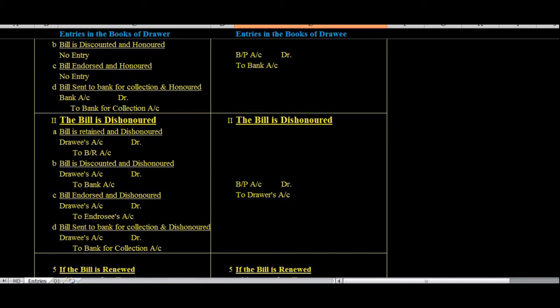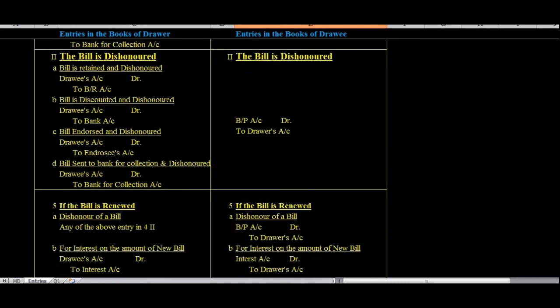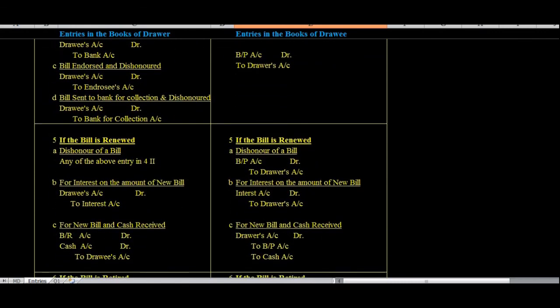Basic, simple entries done. Now let's move to a little more complex situations. And this is one of the important situations: if the bill is renewed. This is exactly what you people need to remember. I want everyone to feed this in your mind deeply. The moment you read the word renewed, renewal, your mind should immediately say 3 entries. First, entry for dishonor of the bill. Second, entry for interest. And the third, entry for new bill and cash received.